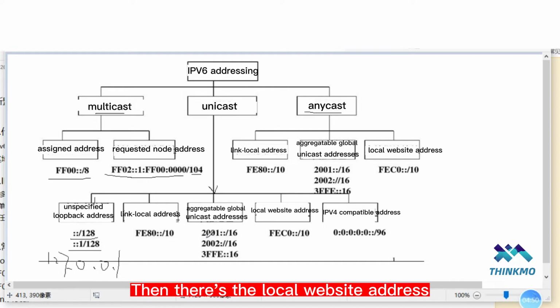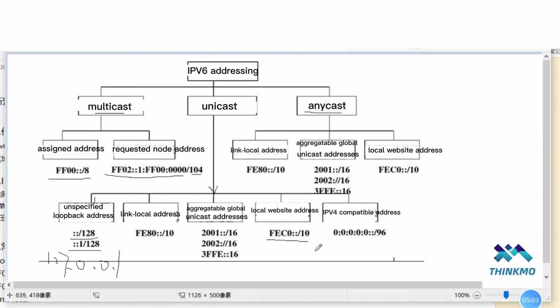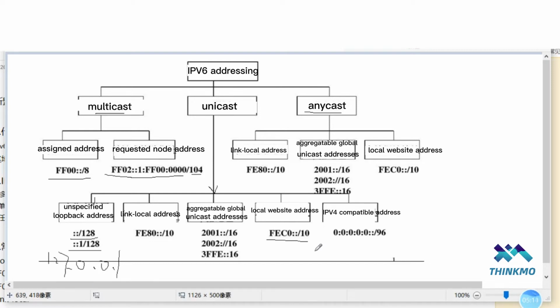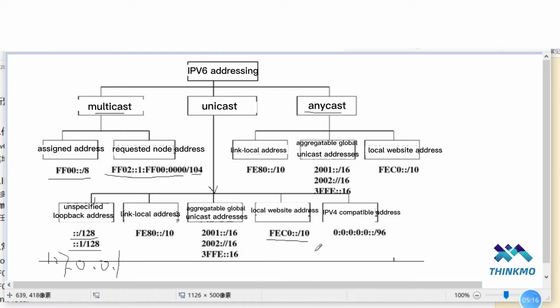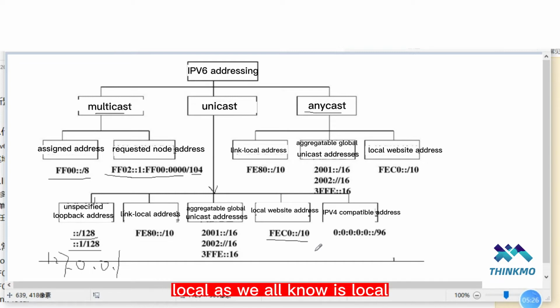Then there's the site-local address, which we also call the unique local address. This unique local address is equivalent to the private network IP address in IPv4. It is mainly used in private network environments. In IPv6, the segmentation is clear. Private network addresses can be used only on private networks. The public address is the aggregatable global unicast address. Why do we call it unique local? Local, as we all know, is local.